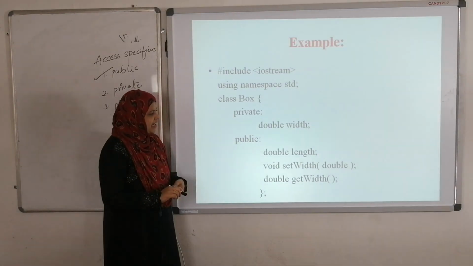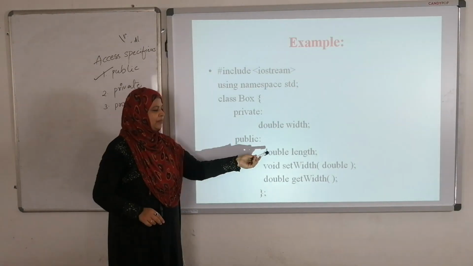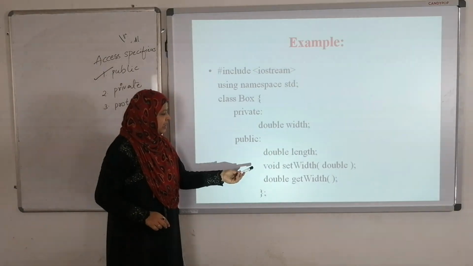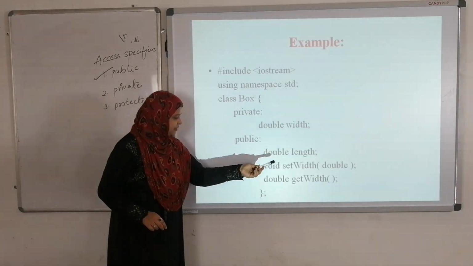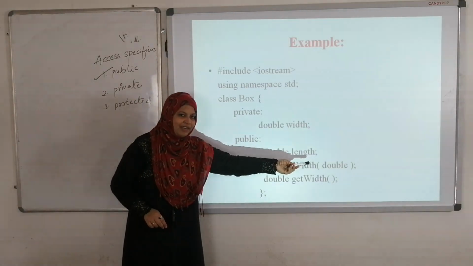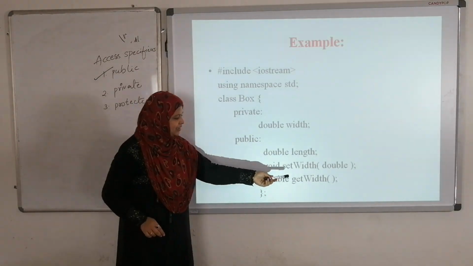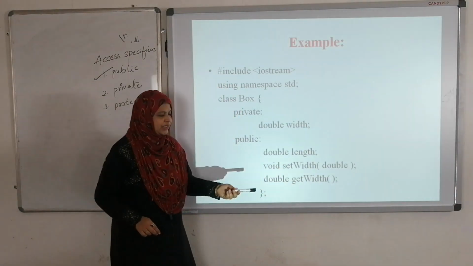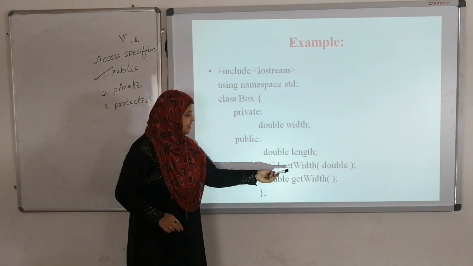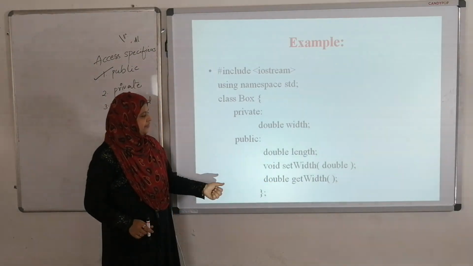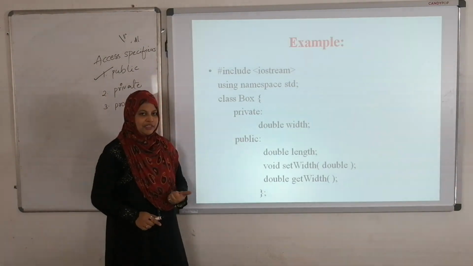In the private access specifier, I am using the width variable. In the public access specifier, I am using one variable, double length, and two functions, setWidth and getWidth. In setWidth, we are passing one parameter of type double. In getWidth, we are not passing any parameter, so we are not writing any data type there. The return type of getWidth is double, and the return type of setWidth is void. These two member functions are declared in public mode.